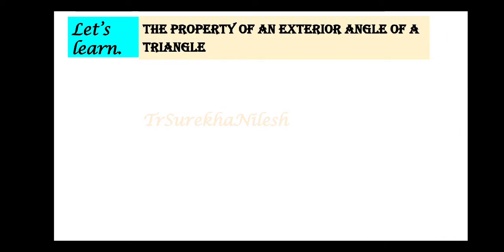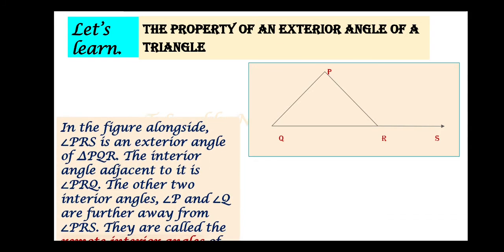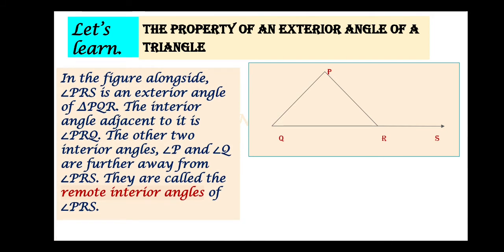Let's learn property of an exterior angle of a triangle. Here is a triangle PQR. QR is extended till S, so an exterior angle is formed, angle PRS. Angle PRQ and angle PRS make a linear pair. In the figure alongside, angle PRS is an exterior angle of triangle PQR.